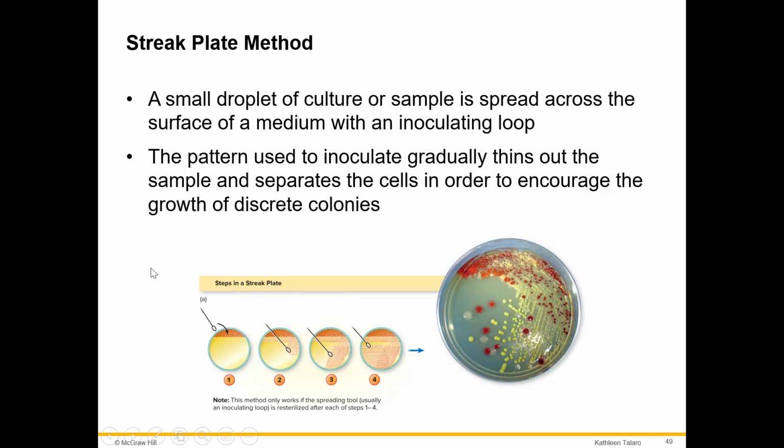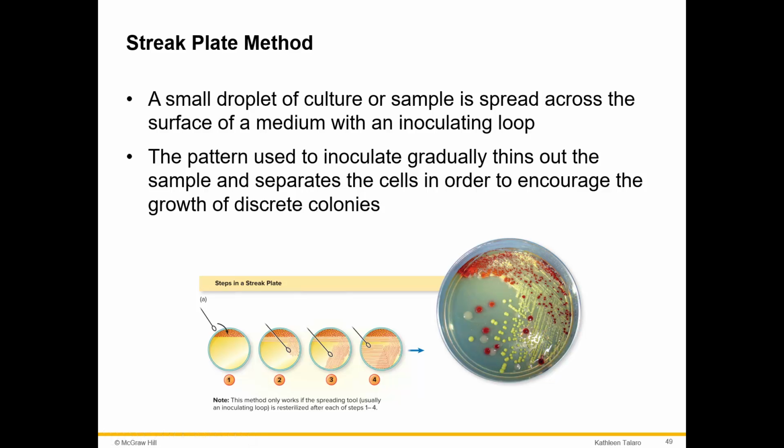Now you want to flame sterilize your loop before touching the bacteria, and then you're going to obtain a small amount of bacteria, and then you're going to open up the plate just slightly so that you can get into the plate, and then you're going to spread bacteria around in one region of the plate. Then you're going to flame sterilize your loop again.